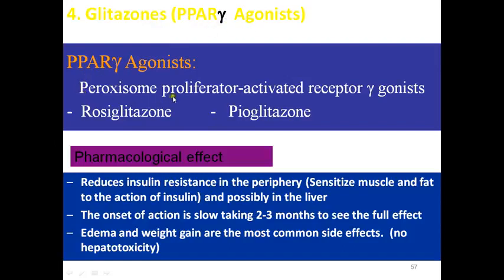Glitazones or thiazolidinediones. These are PPAR gamma agonists, peroxisome proliferator-activated receptor gamma agonists, rosiglitazone and pioglitazone. Very effective. They reduce insulin resistance in the periphery by sensitizing the muscles and fats to the action of insulin, and possibly in the liver. Onset of action is slow, 2 to 3 months. They cause edema and weight gain, and that is the reason they are not prescribed in patients with congestive heart failure.